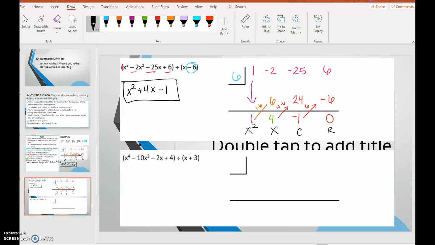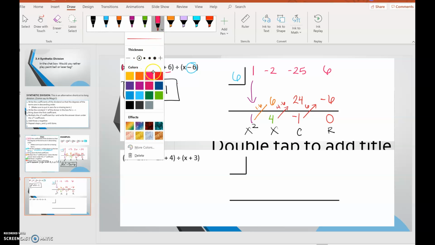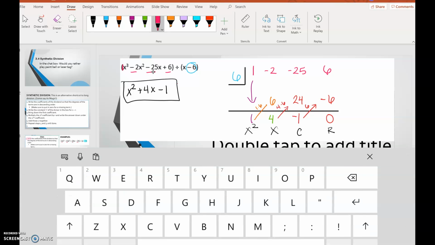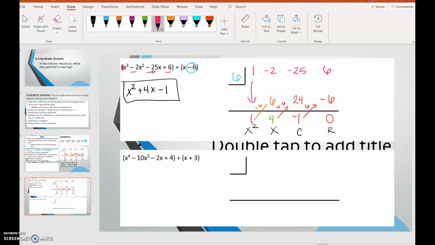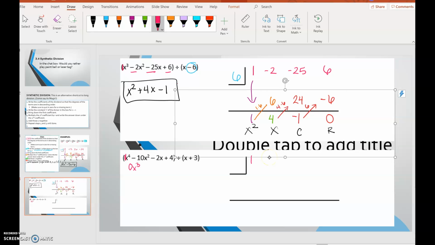Okay, let's look at this last one. So the last one, we look at our coefficients, and we have a 1, and it goes from x to the 4th to x squared. So we actually have 0x to the 3rd in there. So we have to put a 0 in for the placeholder, just like we would with long division. So 1 and then 0.